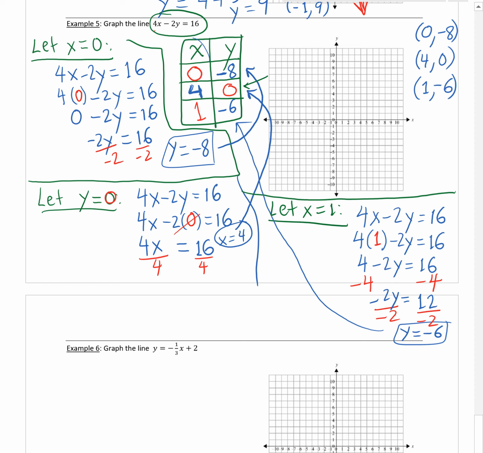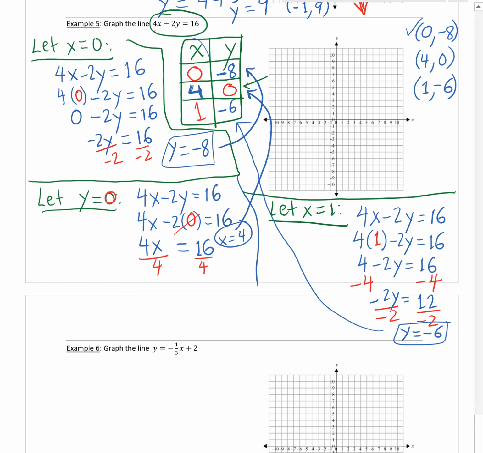So now I'm going to plot those 3 points and make sure they line up in a straight line. If all 3 of them are in the same line, I know I've done this right. But if one of them's off somewhere else, then I know I've done something wrong and I better check my work.